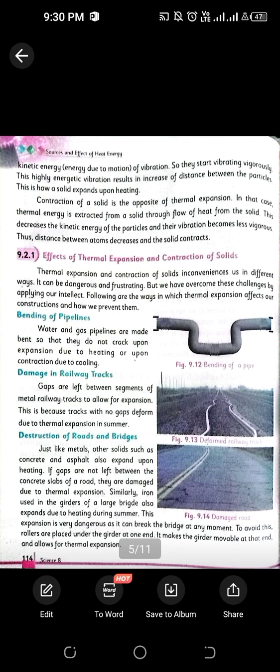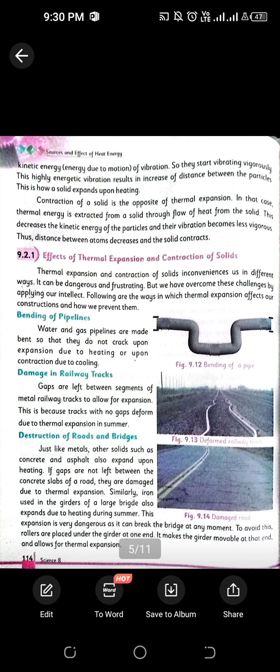The same answer goes for railway tracks as well, that gaps are left between the segments of a track. Like you have noticed the different lines in the track, just like a ladder has different steps. So in a railway track there are different segments, and gaps are made between the segments so that they prevent the effect of expansion.